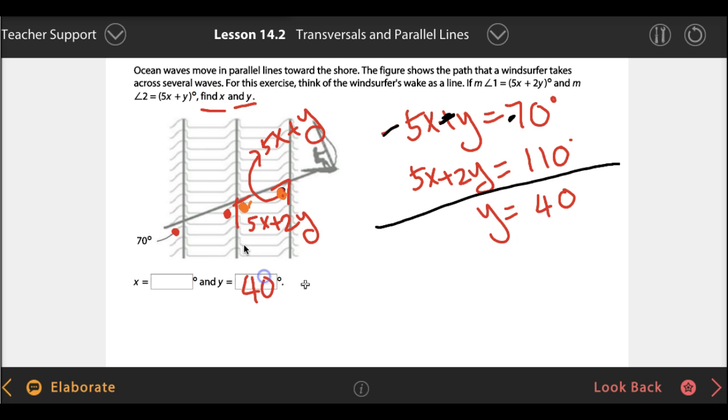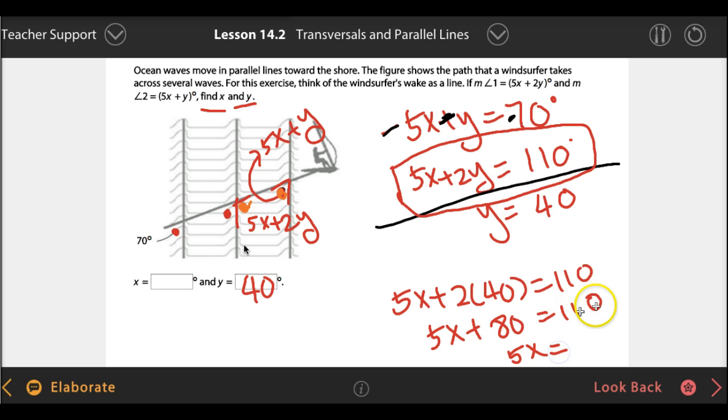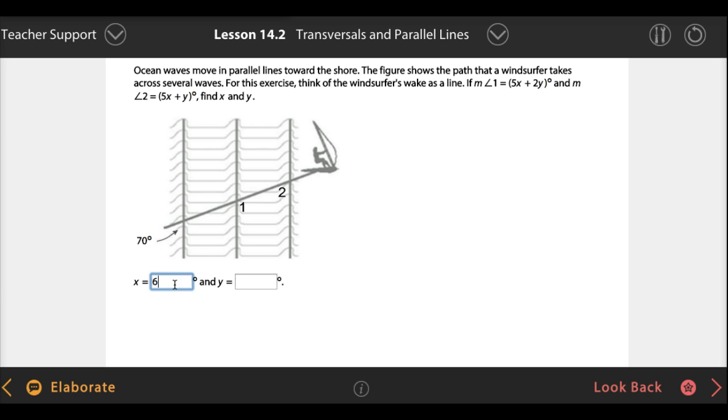So y is 40 degrees, and how do I find x? I just plug it in. I'm going to plug it into this equation: 5x plus 2 times y. Instead of y, I plug in 40, and that equals 110. 2 times 40 is 80. So 5x plus 80 equals 110. Subtract the 80, and you get 5x equals 110 minus 80, which is 30. Divide both sides by 5, and x equals 6. So that's x equals 6 and y equals 40 degrees.